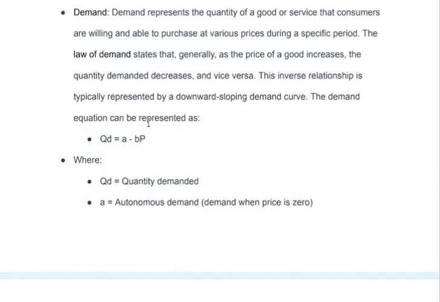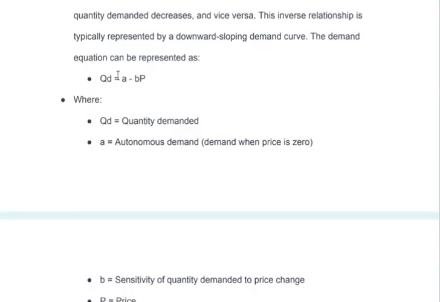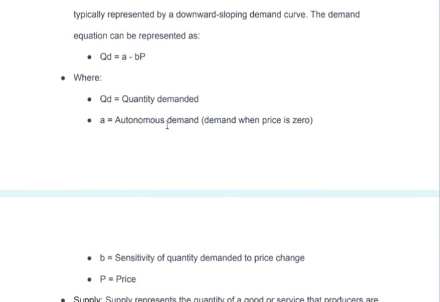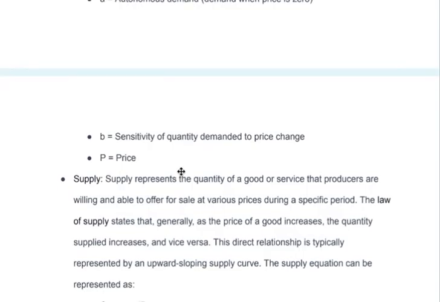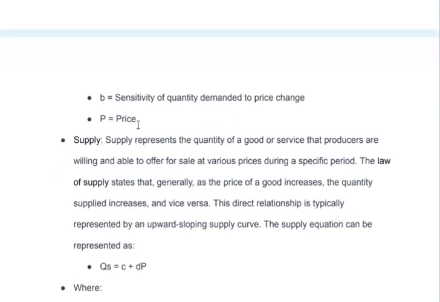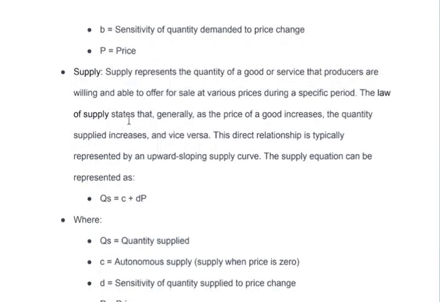The demand equation can be represented as QD equals A minus BP, where QD equals quantity demanded, A equals autonomous demand, B equals sensitivity of quantity demanded to price change, P equals price.